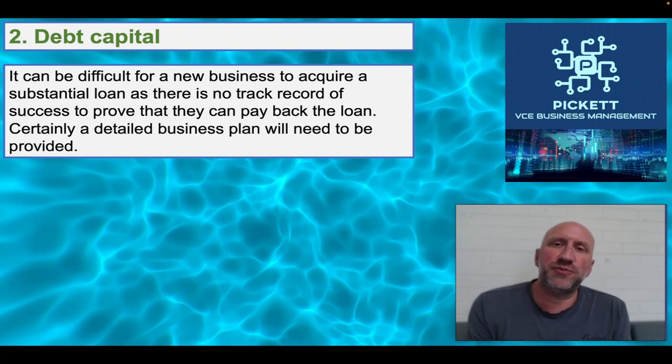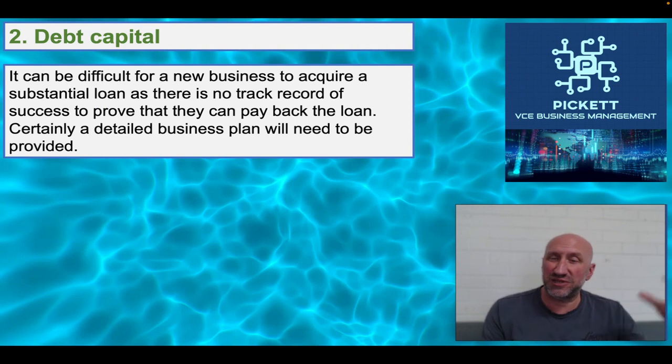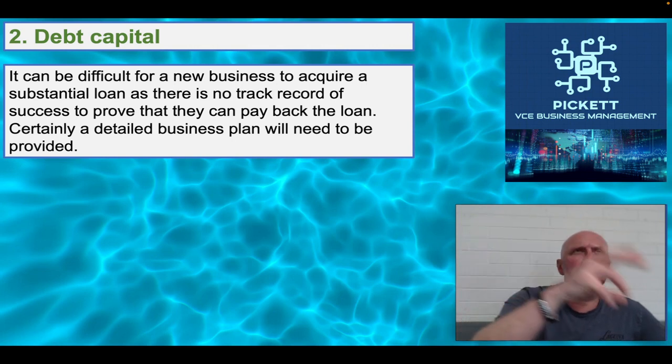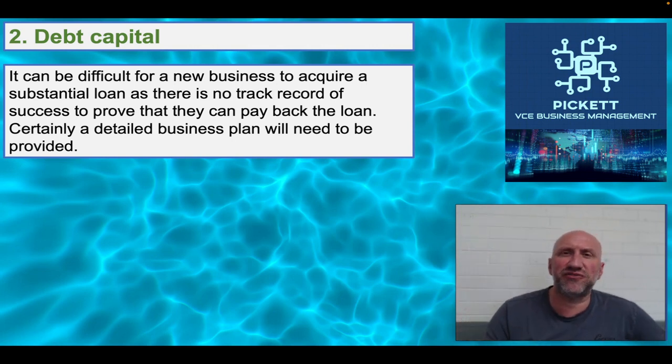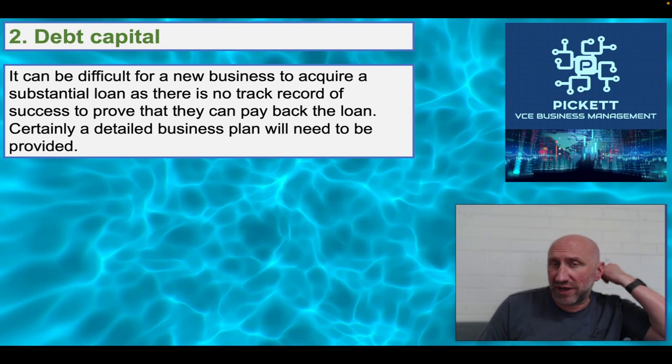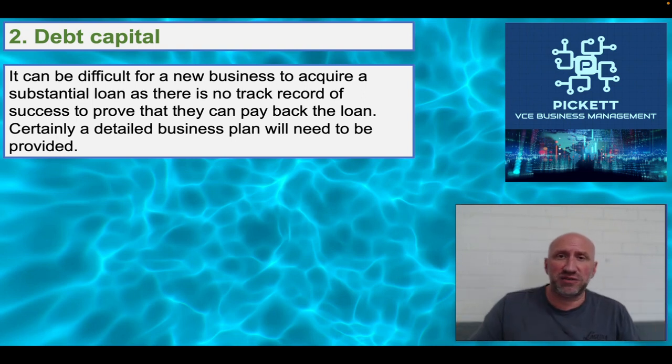Now, one thing to bear in mind with debt capital, it can be difficult for new businesses to acquire a substantial loan, a large loan, because there's no track record of success to prove that loan can be paid back. We talked earlier about the number of businesses, I think in the first outcome, which fail after the first year, the first 3 years. So it's risky for a bank to lend a new business owner a substantial amount of money when there's a fairly reasonable chance that that business is going to fail and the bank might not end up getting its money back.